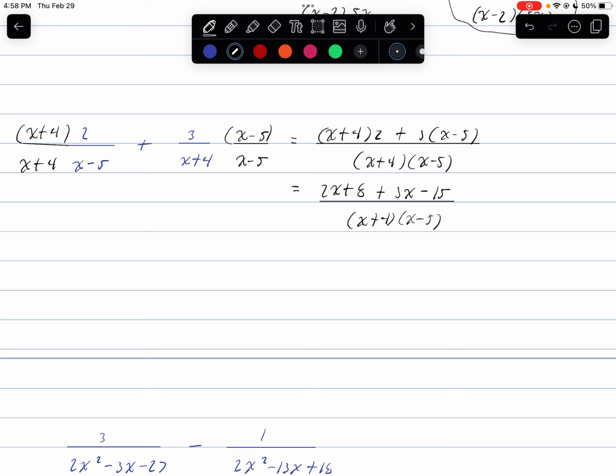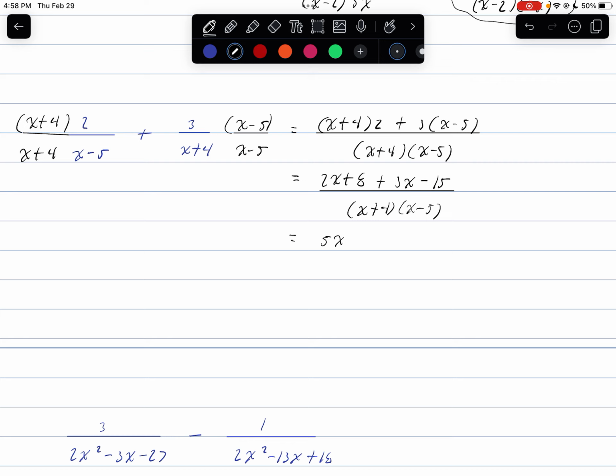Okay, so 2x plus 3x is going to give us 5x. And then we have 8 minus 15, that is going to give us minus 7. And this is over x plus 4 times x minus 5. And that's probably about as simple as you're going to make that.